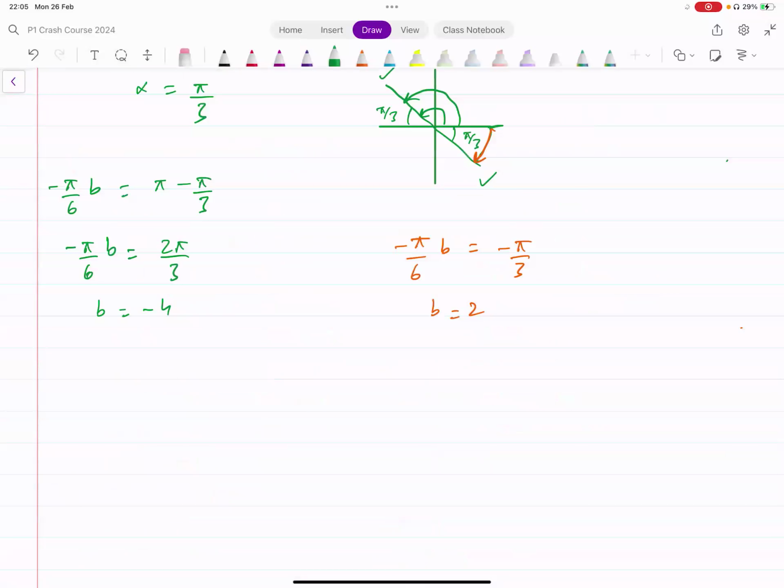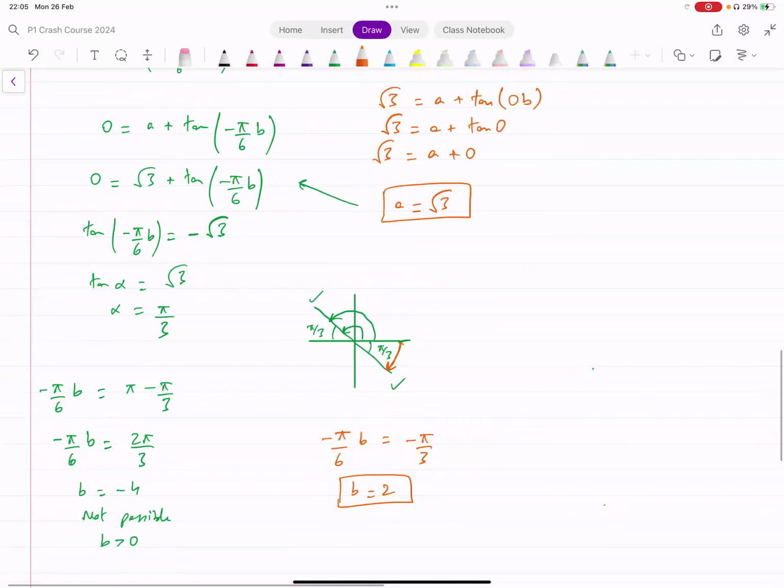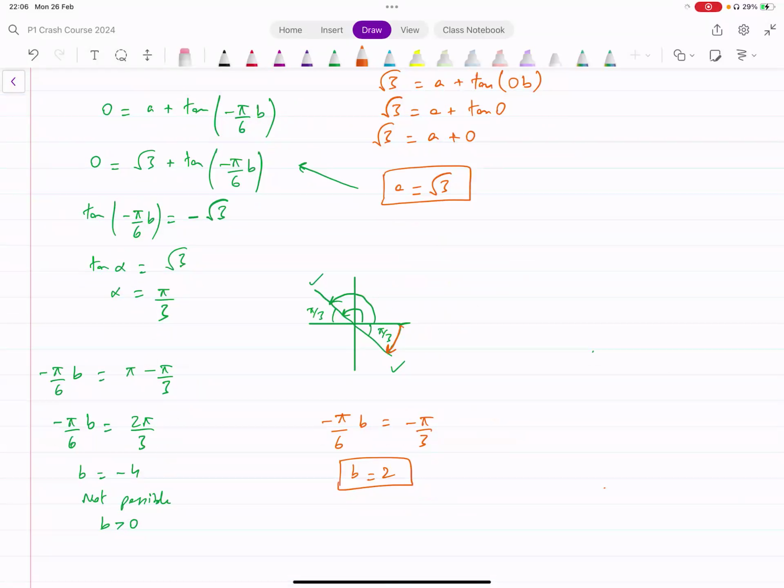We only consider the positive result. This is not possible. b is supposed to be greater than 0. So therefore, that means b is equal to 2. Does that logic make sense?